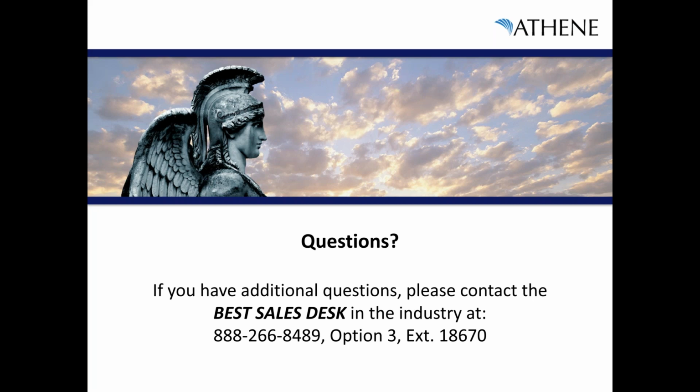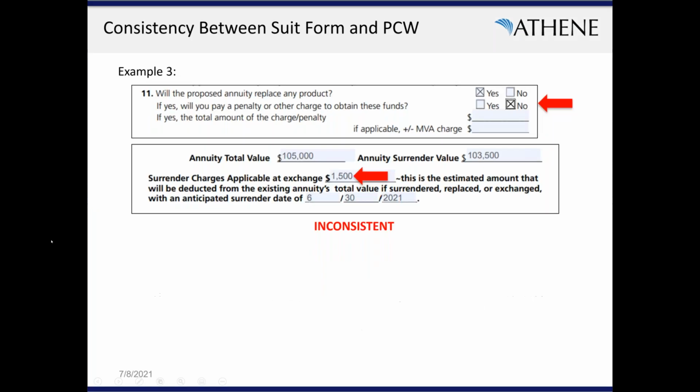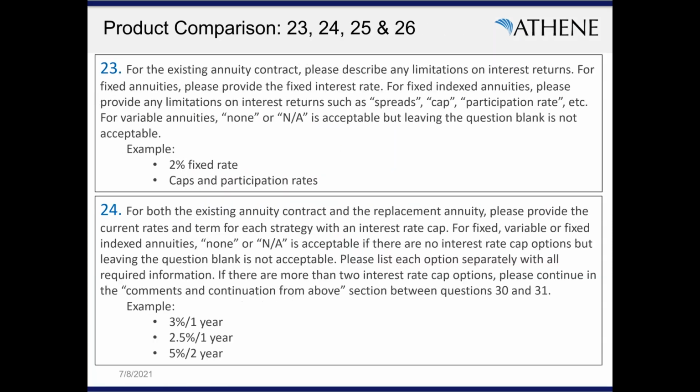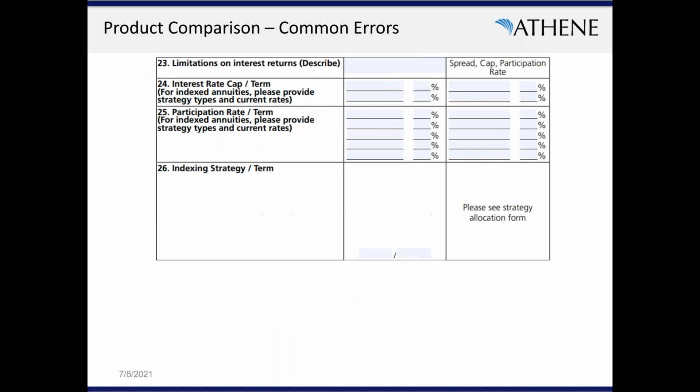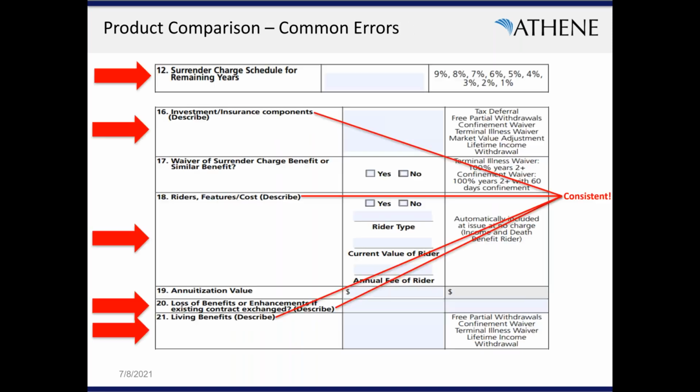It asks, please address question 19, annuitization value. Is it the maturity value? So the annuitization value, I'm going to back up here to question 19. Question 19 has annuitization value. If the customer were to actually annuitize their contract, and every annuity contract can be annuitized, what value would they receive? That's what we're asking for from an annuitization value perspective.